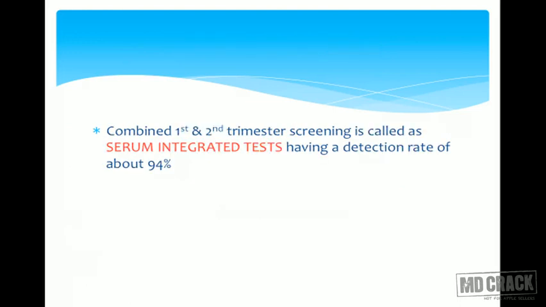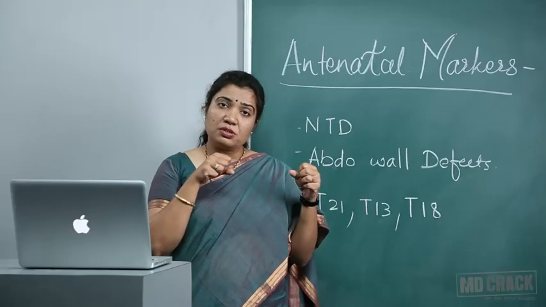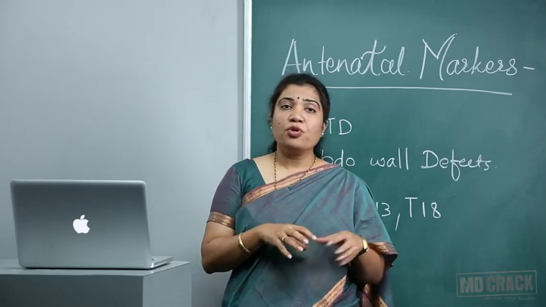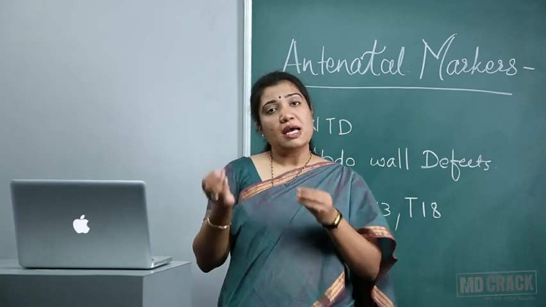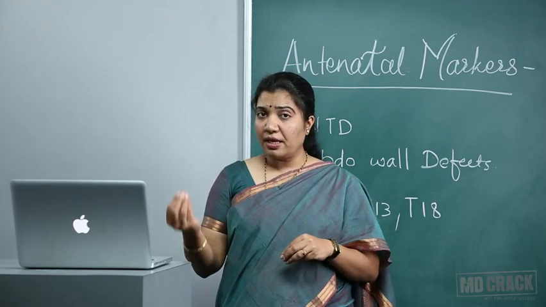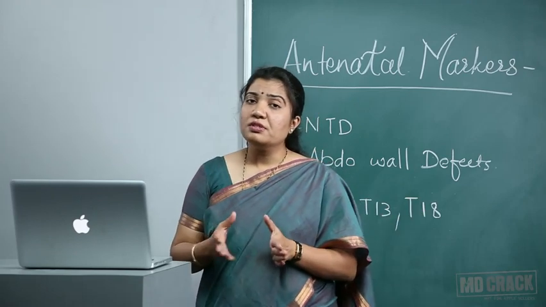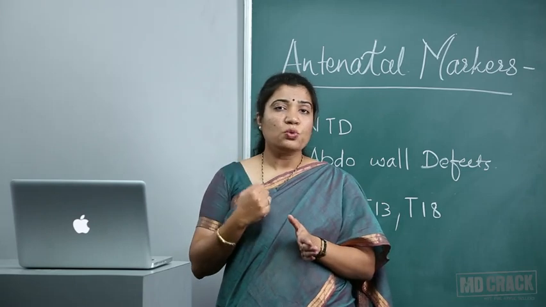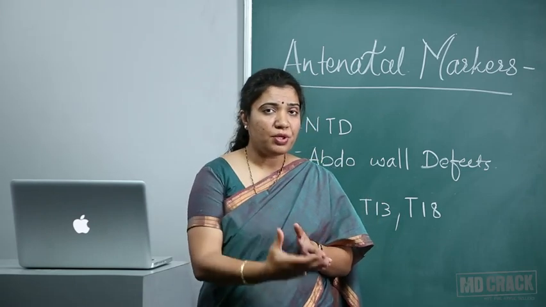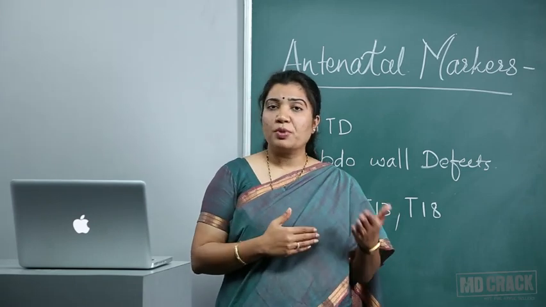These tests can be used sequentially and the total risk can be calculated, or we can integrate the risk of first trimester and second trimester screening, and that is called the serum integrated test. It means we give the information from first trimester screening as well as second trimester screening to the software, and at the end, depending on all the levels, the software will give us the particular risk of that patient of having a chromosomal abnormality.